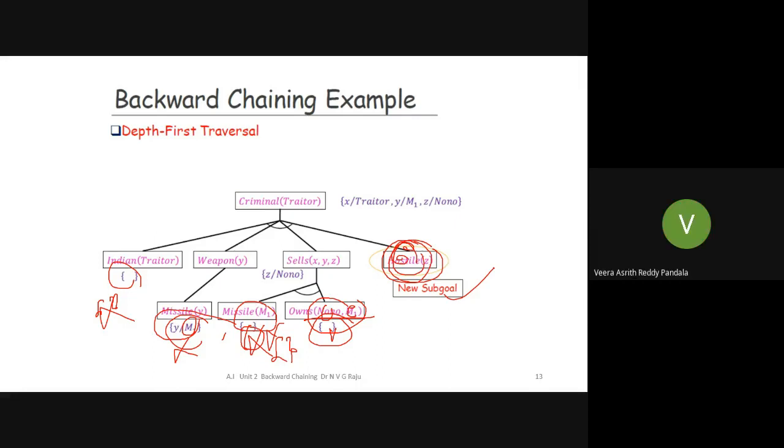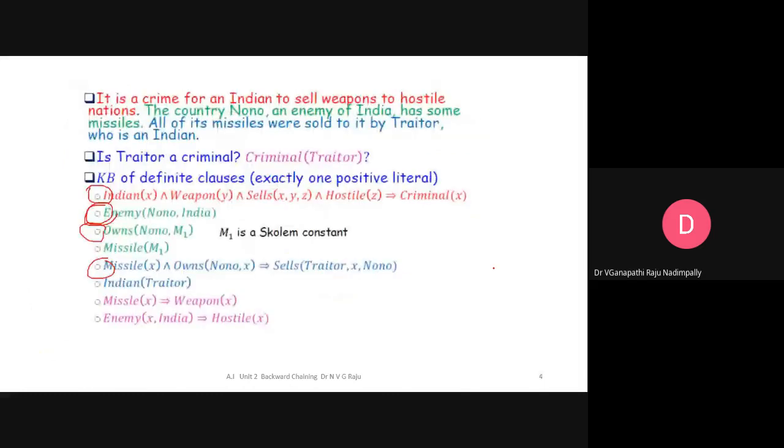Now, if you read this problem statement, can we infer anything as hostile nations? Anyone? If I read, yes, it says sell weapons to hostile nations. Here he has referred to hostile nation. The country no is enemy of India. He discussed in this way. An Indian, maybe a traitor, is going to sell weapons to hostile nations, and hostile nations are nothing but enemy. Here he is saying that no is a country, no is enemy of India.